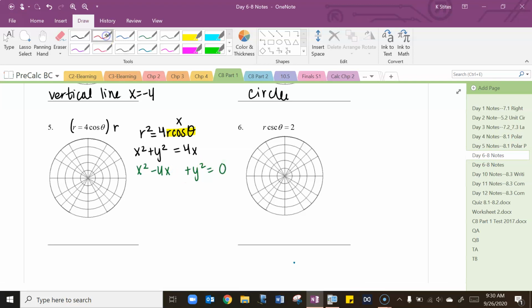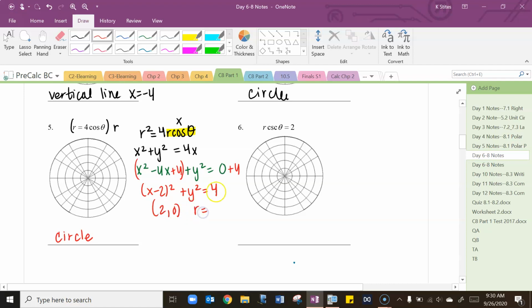Okay, and then we will need to complete the square. So this should be a plus 4, and again, we'll do the same thing on the other side. So a plus 4. That makes this x minus 2 squared plus y squared equals 4. So this is, again, the equation of a circle, and it would have a center at 2, 0, and the radius would be 2.